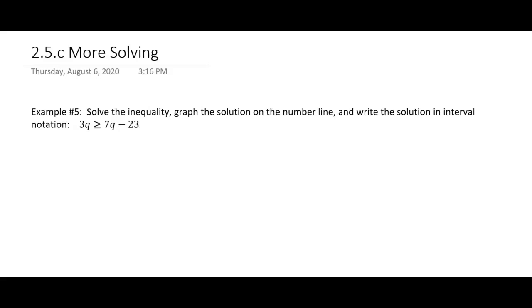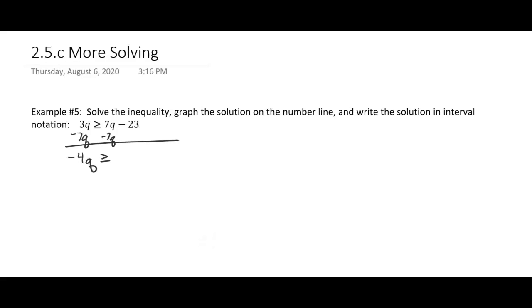What we really want is, I always like to get my q on the left-hand side. Then I don't have to worry about that wraparound thing. So I'm going to subtract 7q from both sides. Now some people might say, well, I'd rather have it be positive so I don't have to deal with a negative sign. For me, I'd rather deal with a negative sign. So I'm going to have negative 4q on the left-hand side is greater than or equal to, and I haven't changed my sign because I haven't multiplied or divided by a negative number. All I did was subtract 7q from both sides.